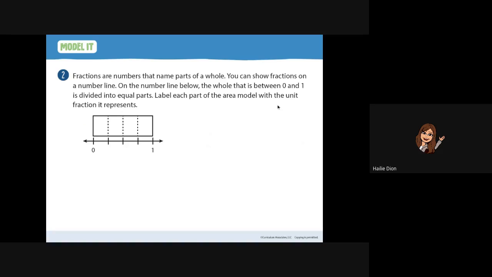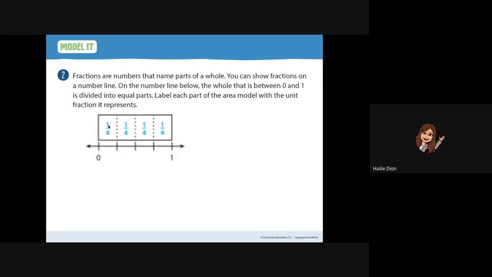Now again, unit fraction, that word popped up again. That means that there's going to be a 1 in our numerator, but we still need a denominator. So if we have 1, 2, 3, 4 equal parts, and we need a unit fraction, that means that this is going to be 1 over 4, this little piece is going to be 1 over 4, and this little piece is going to be 1 over 4, because we have 4 equal parts, 4 dashes on a number line. So we know we have to be working with a denominator of 4, and of course, as always, unit fraction, 1 is our numerator.